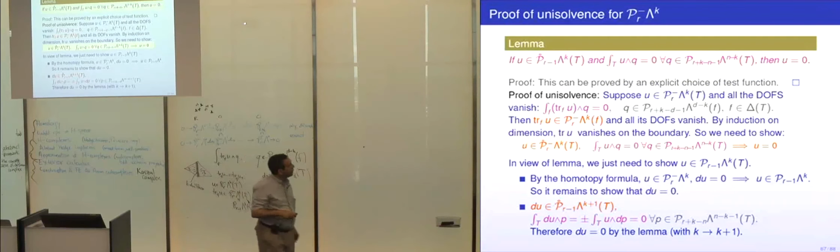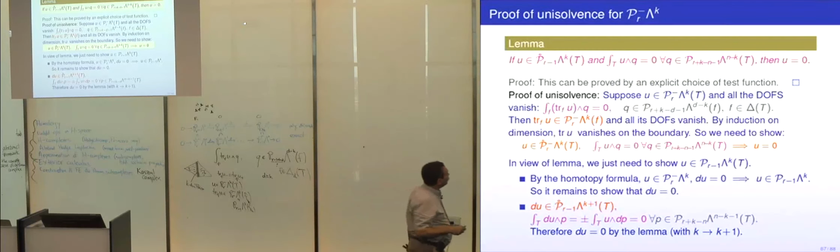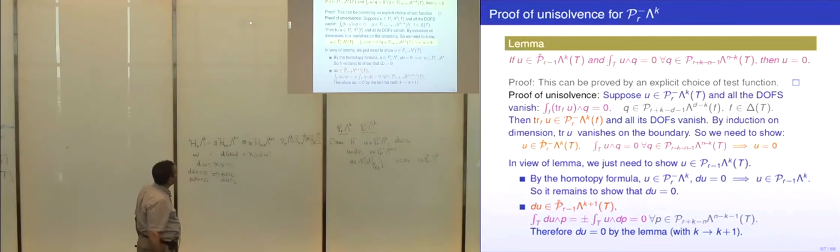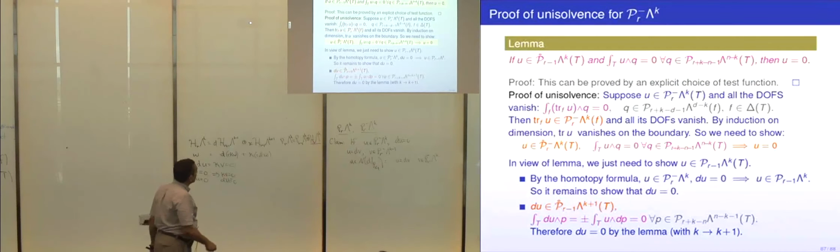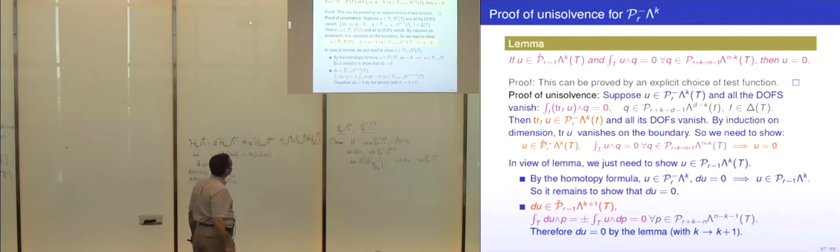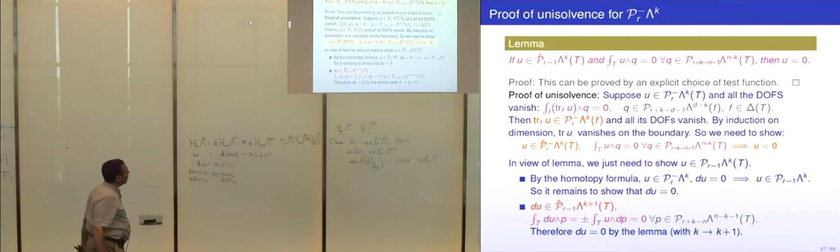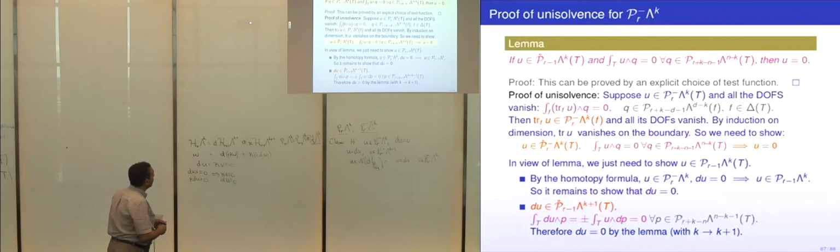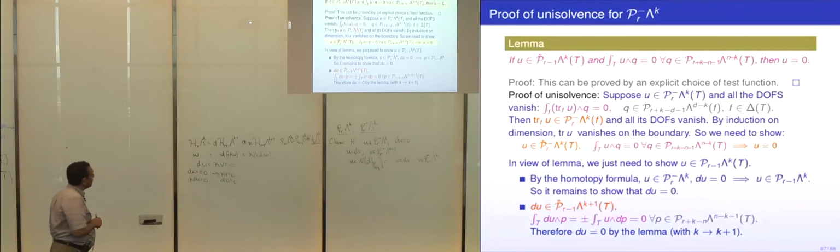Okay, so we know this set of degrees of freedom is the right number for the space P_r minus lambda k. Then how do we get unisolvence? So we have to show if u is in P_r minus lambda k and all the degrees of freedom are 0, then u vanishes. So just like in the Lagrange element case, we're going to reduce it to something that vanishes on the boundary. But it's a little bit different here.